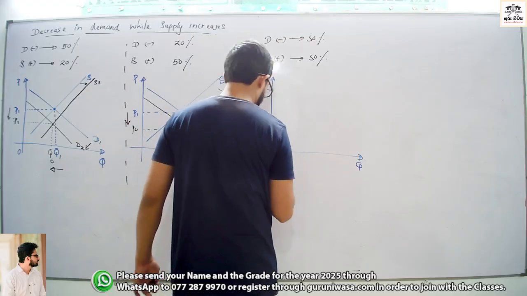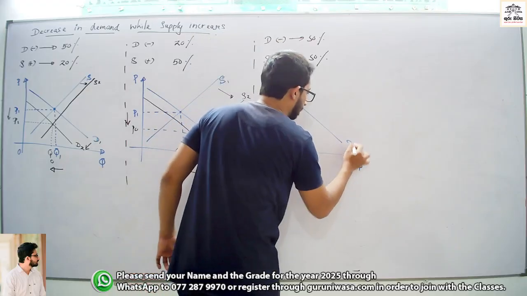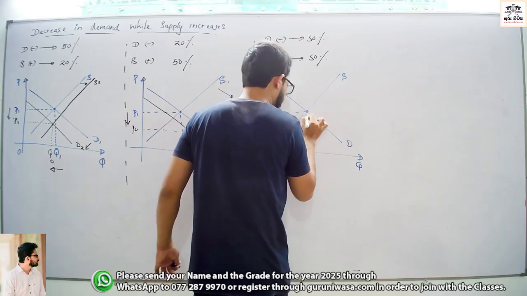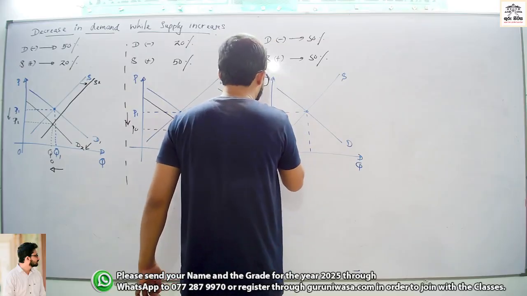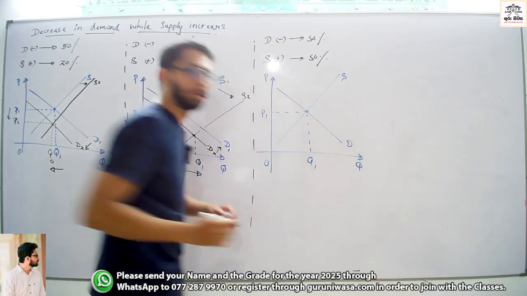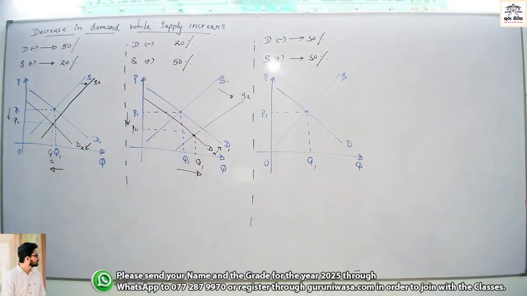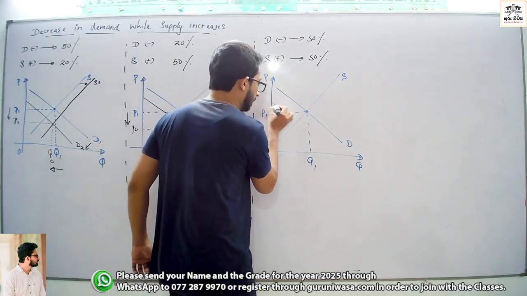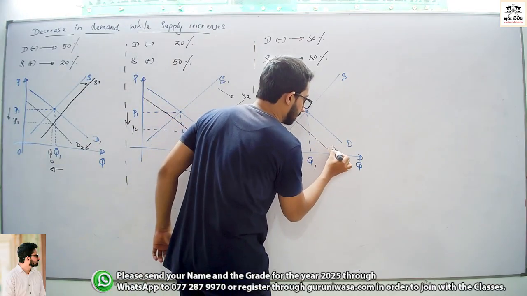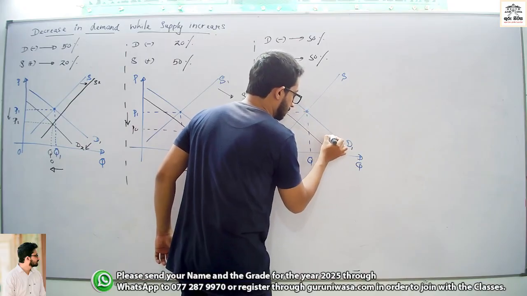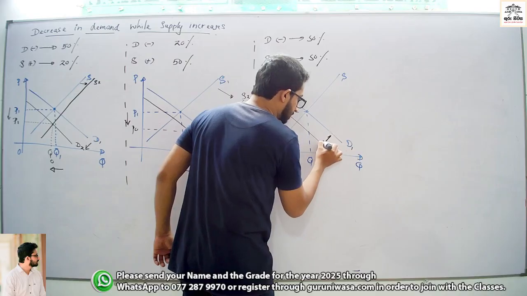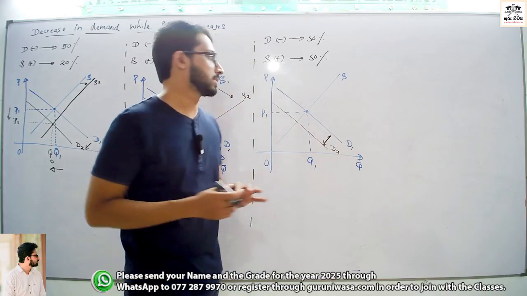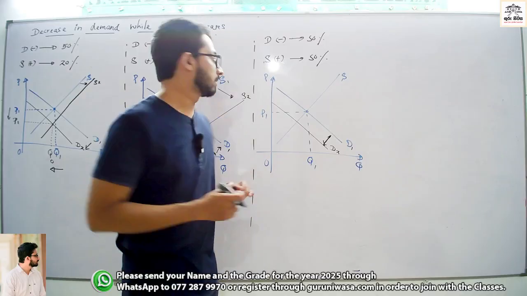Third one. Price, quantity, 0. Demand curve, supply. Original one, P1, Q1. Now my demand curve shifts to the left side like this. But the supply curve shifts to the right side by the same percentage, by the same distance, right?